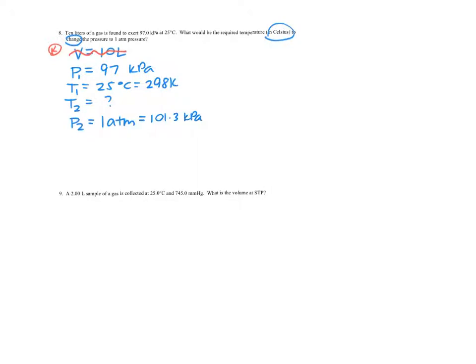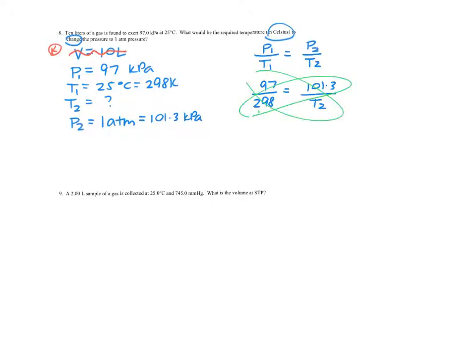Now, since we eliminated that volume, we know that the only equation that will work is going to be Gay-Lussac's law. So it's P1 over T1 equals P2 over T2. And then I'm just going to plug in 97 over 298 equals 101.3 over T2 that I'm solving for. Again, you're going to cross multiply and then you're going to solve.